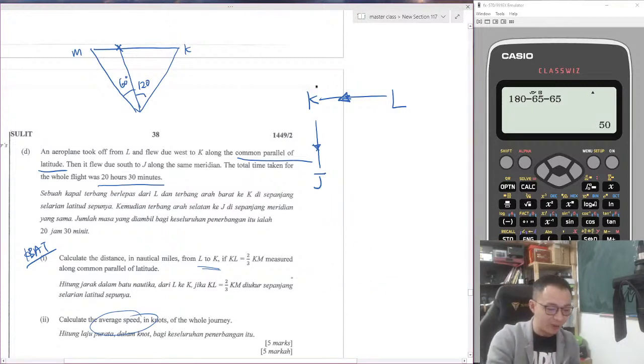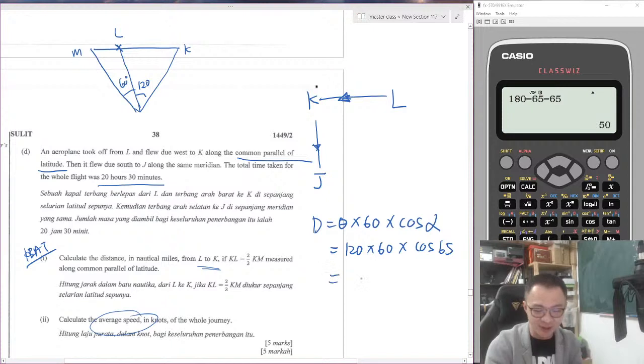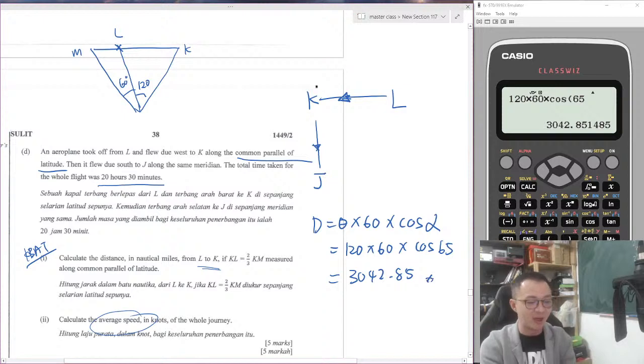Right now I want to find KL. We travel left and right, so the distance is theta times 60 times cos alpha. The angle is 120 degrees. Alpha is their latitude, which is 65. Then you just type everything into the calculator and easily get the answer, which is about 3000. Yep, this is one of the ways.